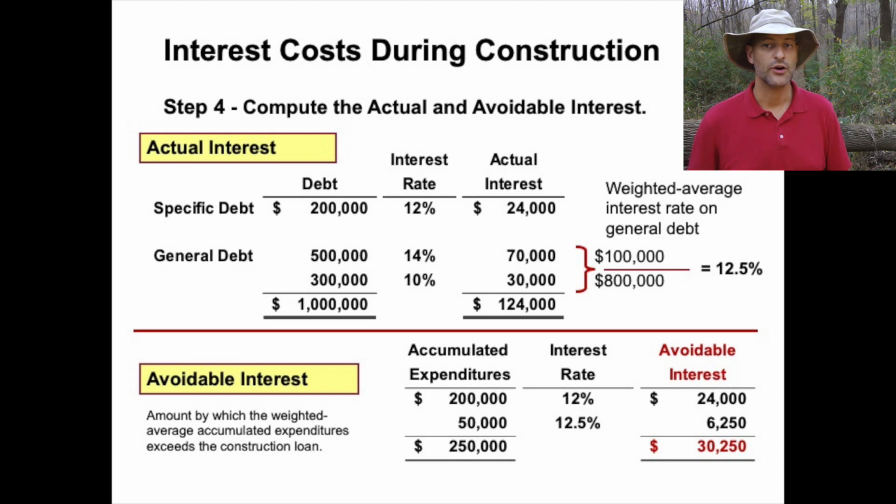So our avoidable interest is the 200 times 12%, which is $24,000, and the 50,000 times 12.5%, which is $6,250. So our total avoidable interest is $30,250. That's our avoidable interest. Now remember, it's the lesser of the actual or avoidable. Well, our actual interest was $124,000. Our avoidable interest was $30,250. So obviously avoidable is lower. So we are going to capitalize our avoidable interest.